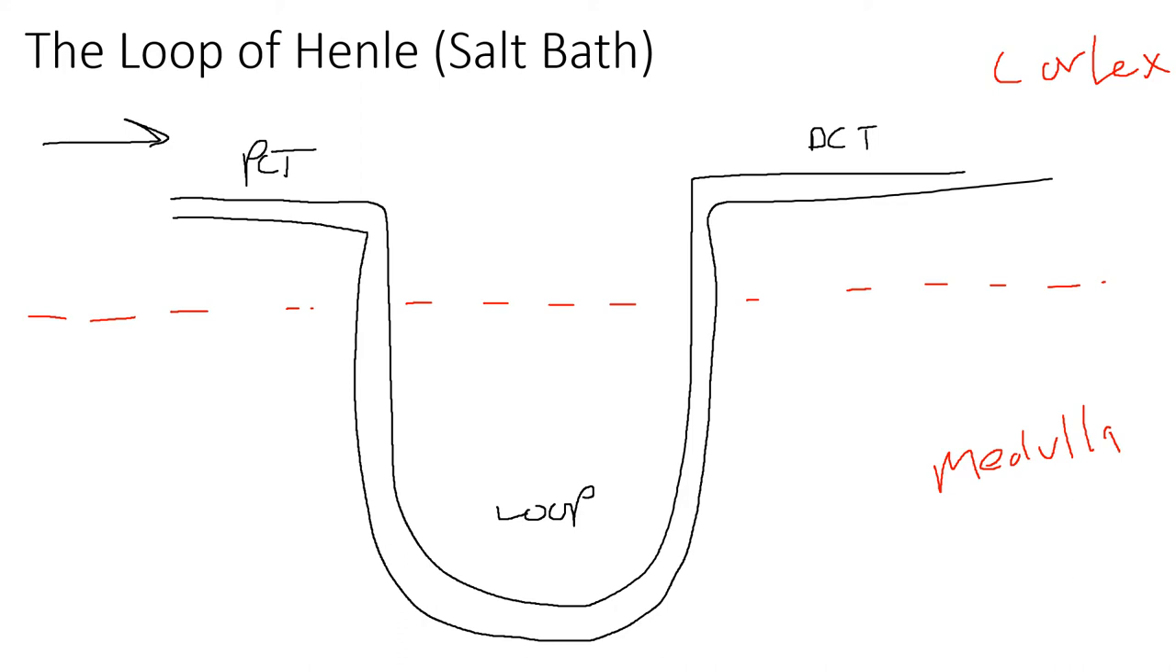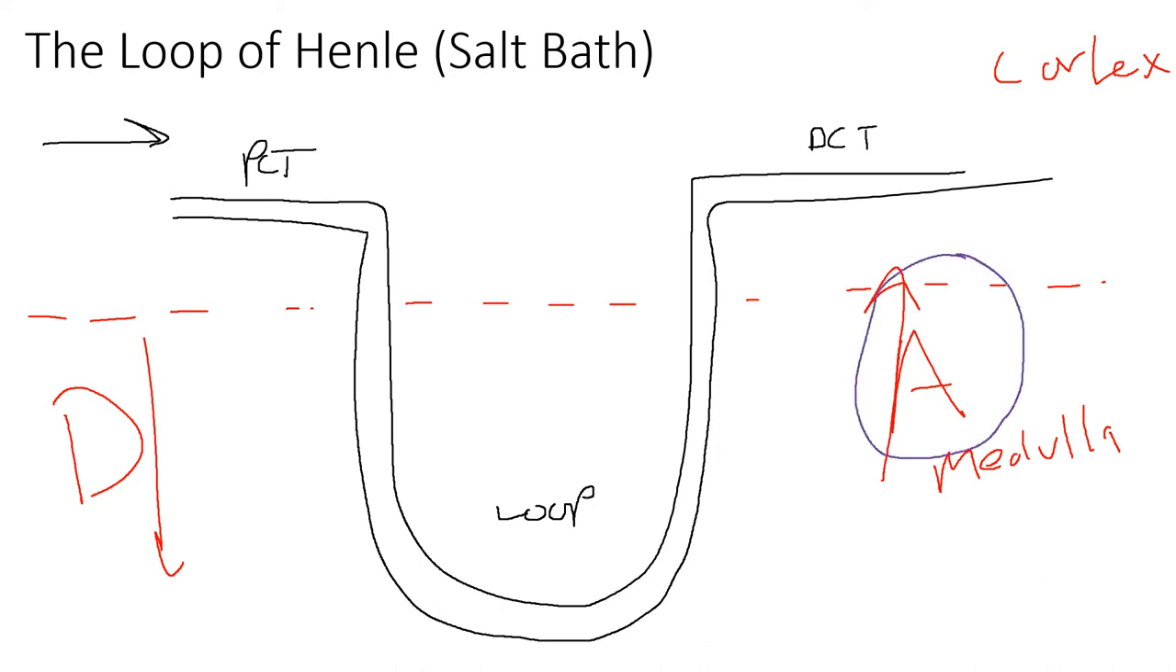Now we've got two portions of the loop of Henle. We've got the descending portion and the ascending portion. That means going down and going up. We're going to take the ascending portion first, and the ascending portion has protein pumps on the membrane of the cells that make up this tubule. And what it does, it pumps salt into the medulla. And then what that does, it creates a salt bath.